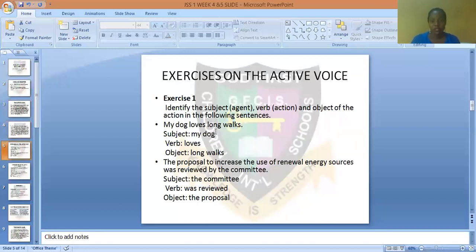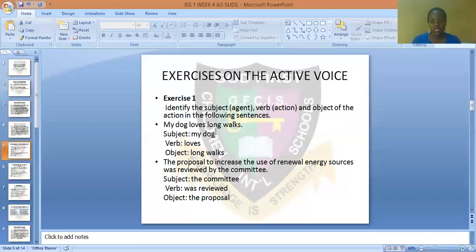Moving on to the main topic of the day, which is exercises on the active voice. The first exercise is you have to identify the subject, that is the agent, the verb, and the object of the action in the following sentence.